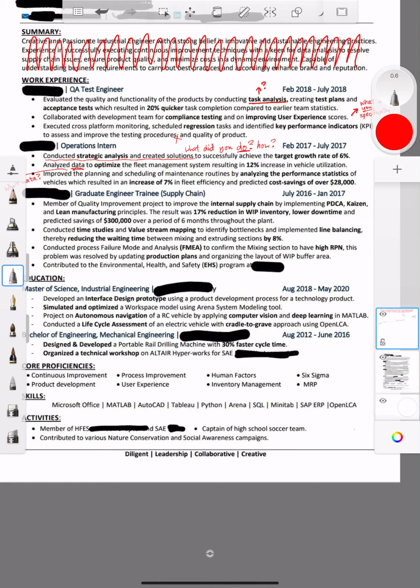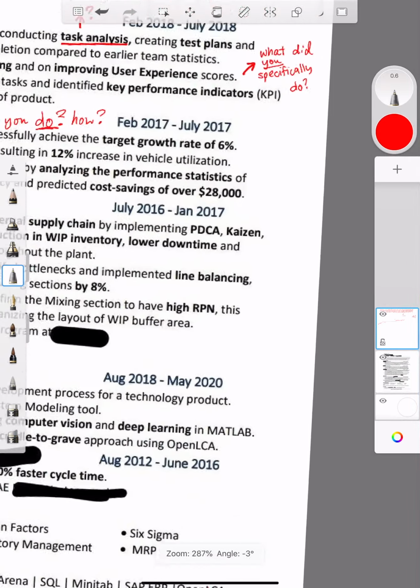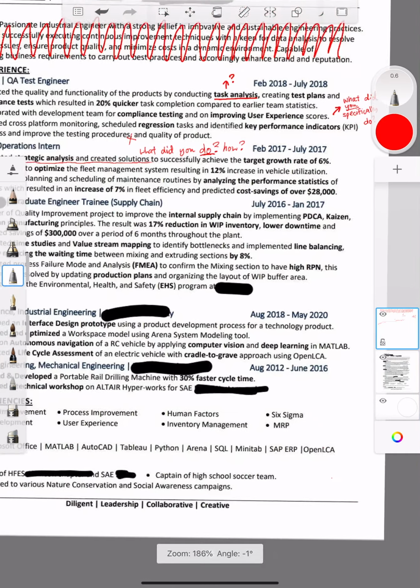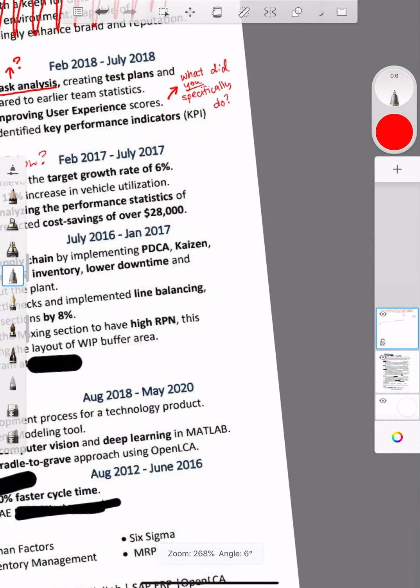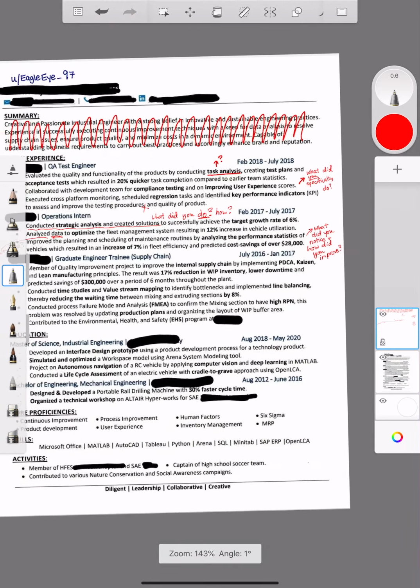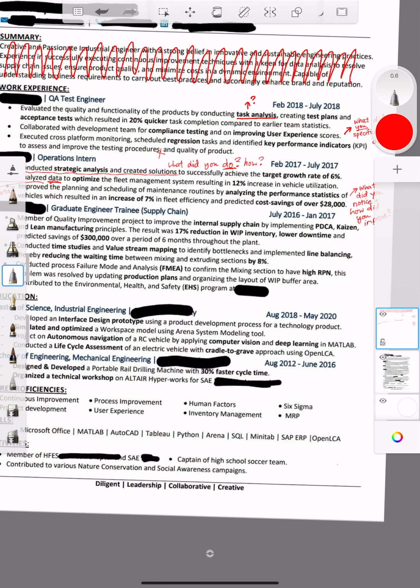I want to know what they noticed. So they looked at these performance statistics. Okay. What did they notice? Why were they able to have that increase in fleet efficiency? What did you notice, and how did you improve? How did they figure out what to do to cause the 7% increase in fleet efficiency? I have no idea.